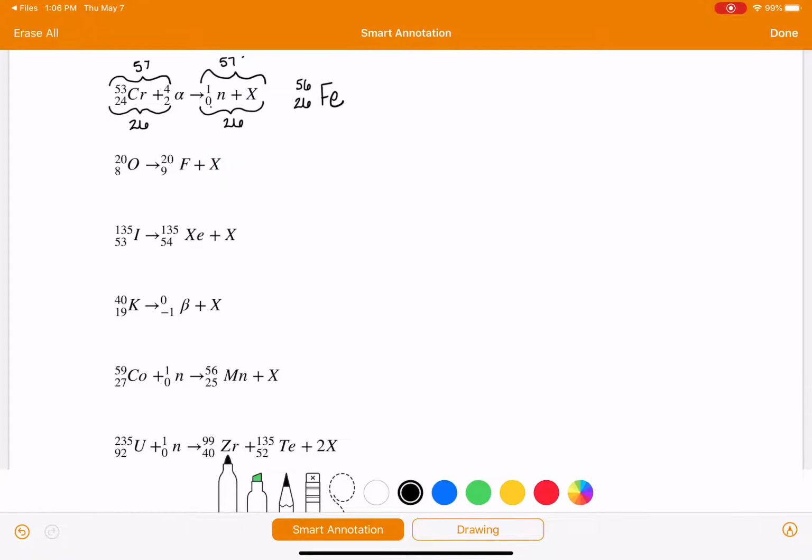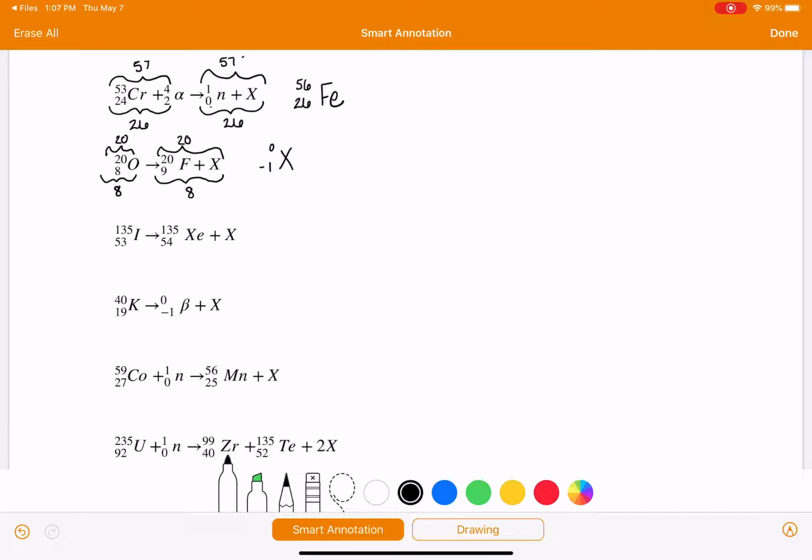Next one, we have on the left-hand side a mass number of 20, and on the right-hand side, we also need to have a mass number of 20. So this particle has to have a mass number of 0. On the left-hand side, we have an atomic number of 8, and that means we need to have an atomic number of 8 on the right-hand side as well. 9 plus what is 8? 9 plus negative 1 is 8.